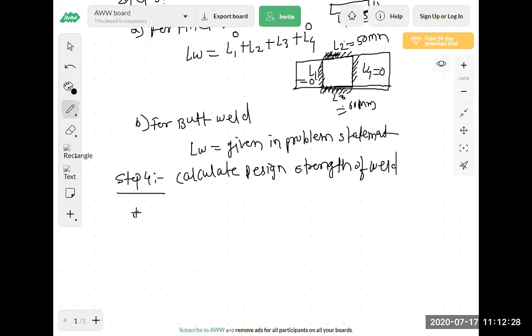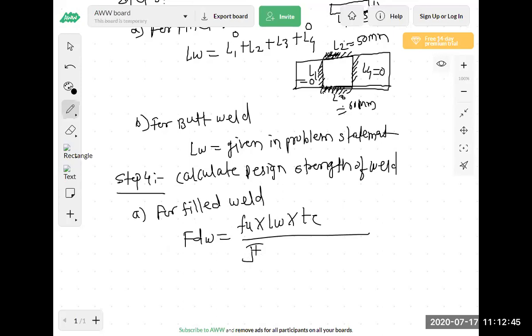Now again, small a for fillet weld. For fillet weld, Fdw is equal to Fu into Lw into Te divided by root 3 gamma Mw. The details of each of these we have written earlier.